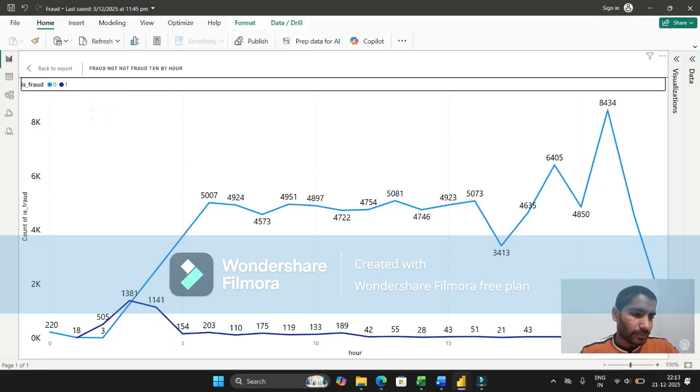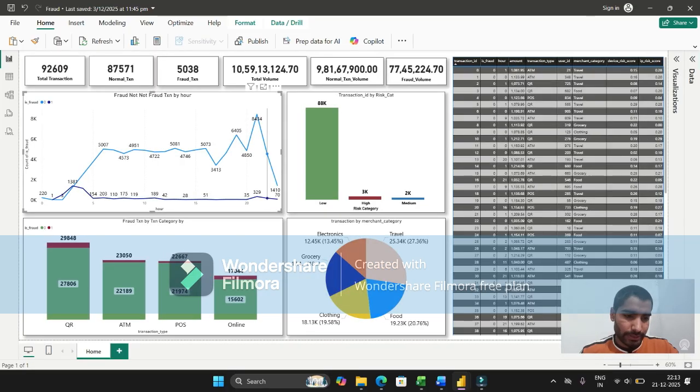This is the line chart, and this is transaction ID by risk category. I mean, this is the transaction ID count. Low risk is about 88,000, 87,000 approx, high risk was 3,000, and medium was 2,000. This is the normal column chart I have used here.